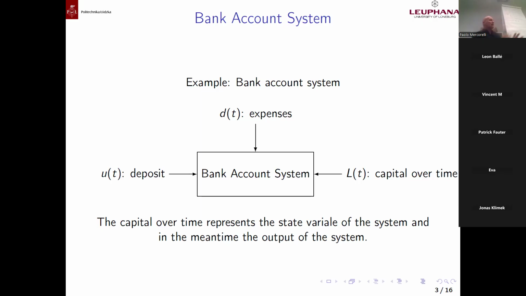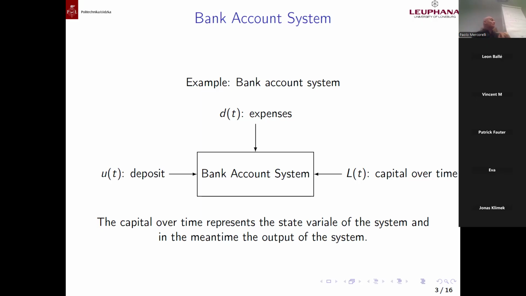I don't know if we are familiar with this sign of the arrow in the system. Probably engineers, yes, no, if you think about voltage, current. But let me go ahead. We have this deposit, it could be positive or negative is withdraw. We have expenses, which in any case, let me say negative. And the capital over time is not also wrong to indicate in this direction, because in the bank, this capital which is in the bank, but belong to me, please pay attention.